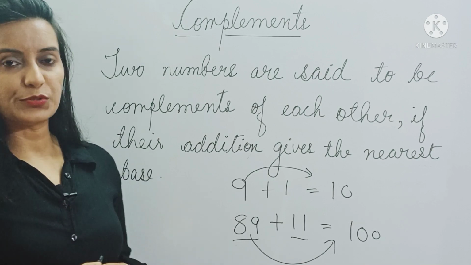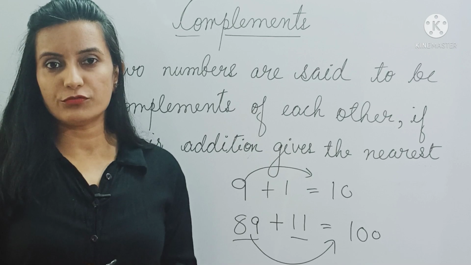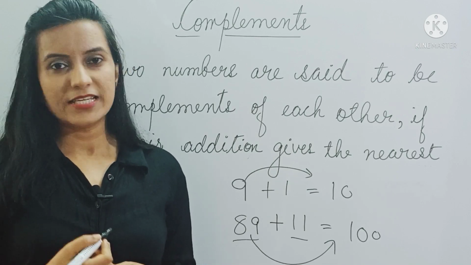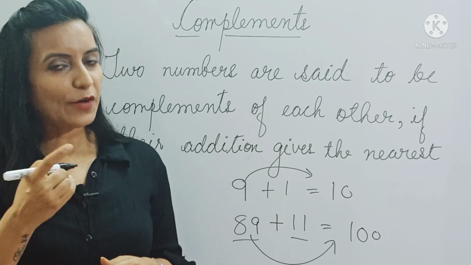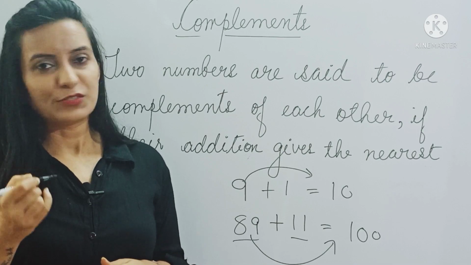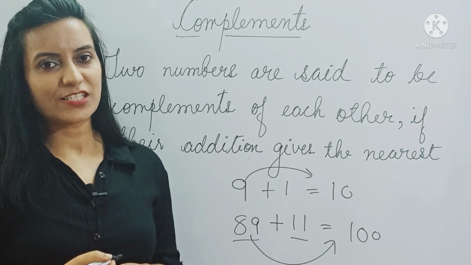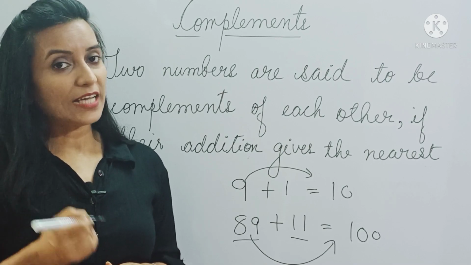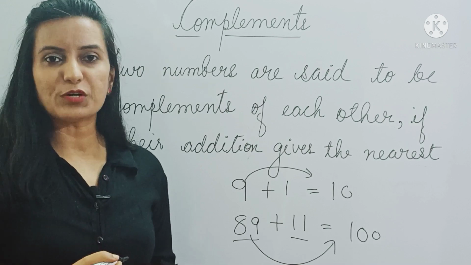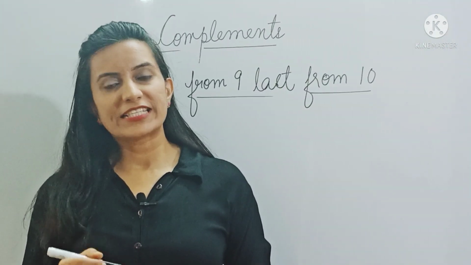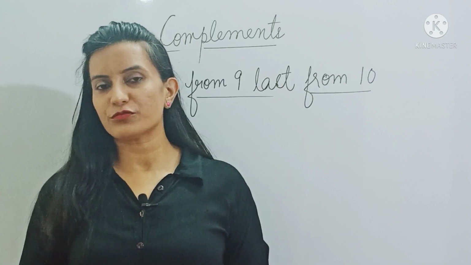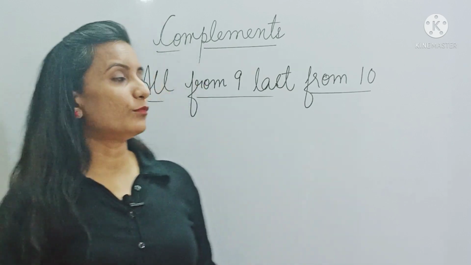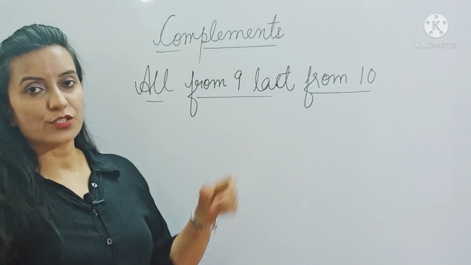But if I ask you, what is the complement of 8967? So you have to think about it, right? But don't worry, I will share an interesting trick with all of you. Using that trick, you can easily find the complement of any number. So let's learn how to find the complement of any number using the formula all from 9, last from 10.